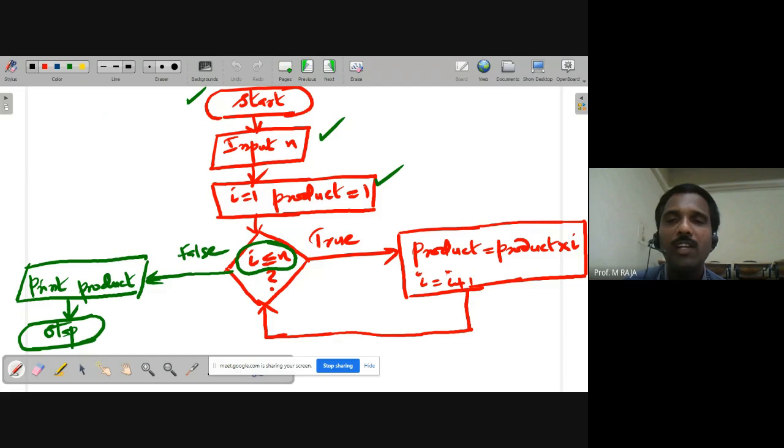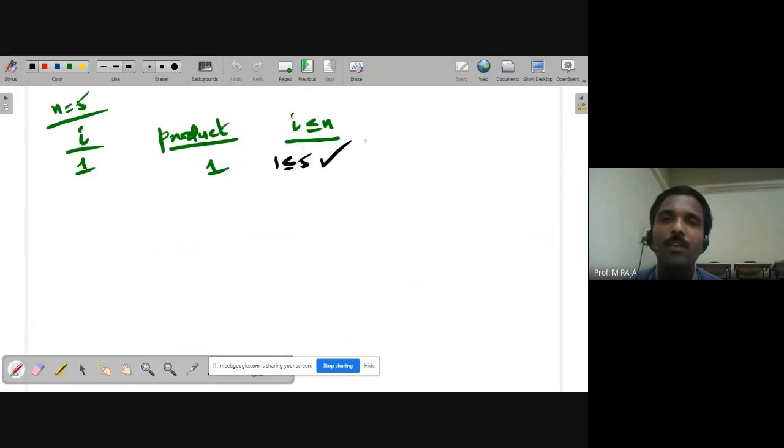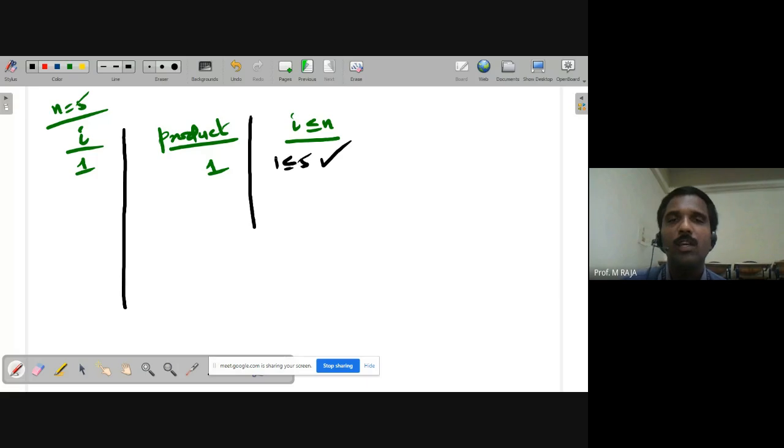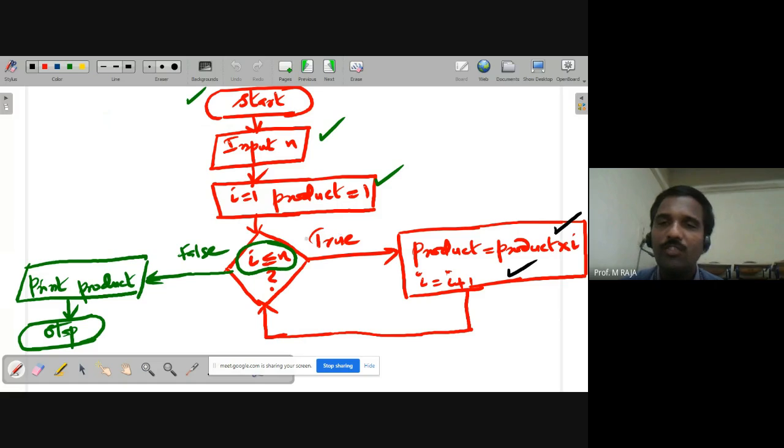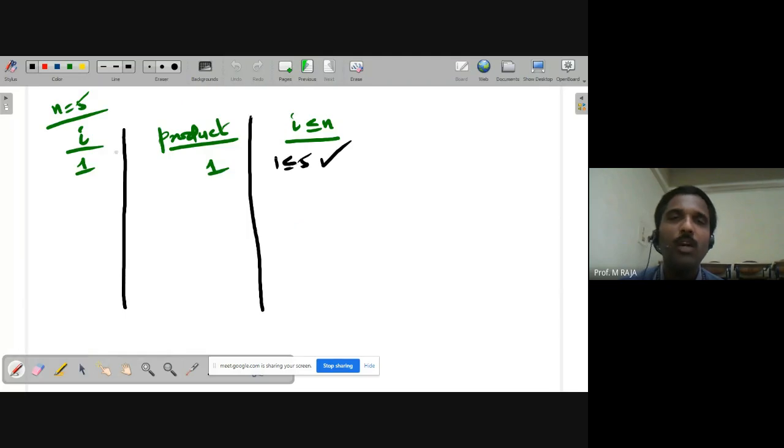Then what are the statements to be executed? Product gets updated as product is equal to product into I. So here I write the updated value of product, because the product column has already been written. I am executing this instruction: product is equal to product into I. With respect to the same product column, product is 1 into I is 1. 1 into 1 is equal to 1. This 1 is stored in the same variable product.